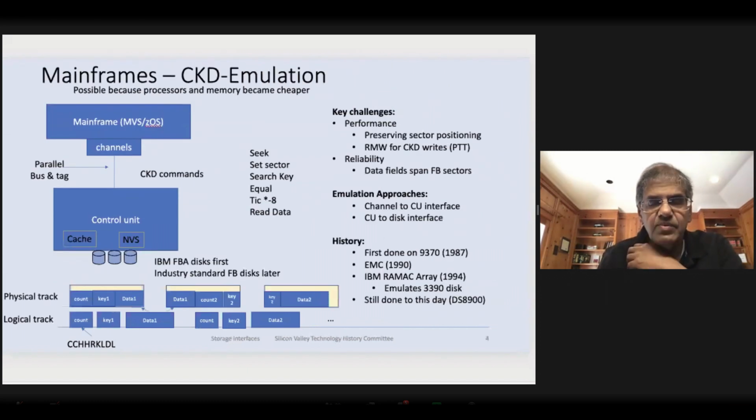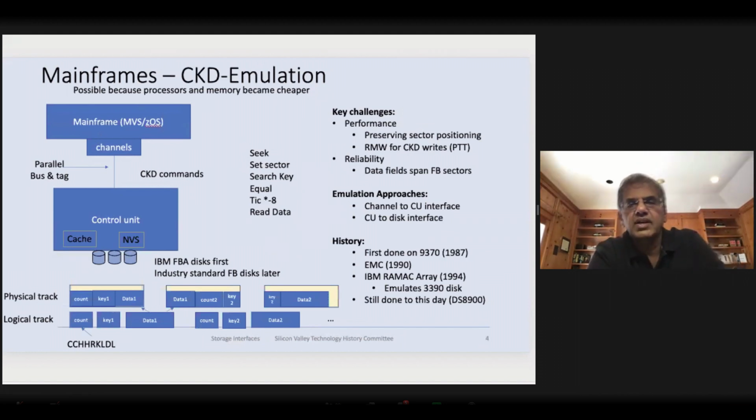So two things happened. One was CKD emulation. Tom talked about this in his overview. I was personally involved in doing CKD emulation. And so the idea was that you'll see in the yellow, the physical track was fixed block disks, fixed block sectors, and then you took those count-key data fields and you packed them into these fixed blocks.